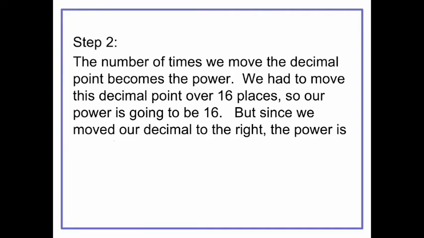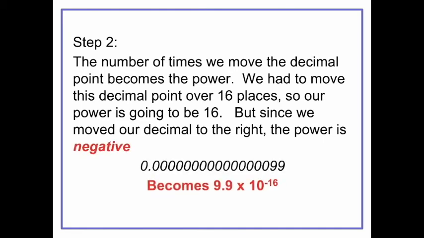Step 2, the number of times we move the decimal point becomes the power. We had to move this decimal point over 16 places, so our power is going to be 16, but since we moved our decimal to the right, the power is negative. So our final number is 9.9 times 10 to the negative 16.